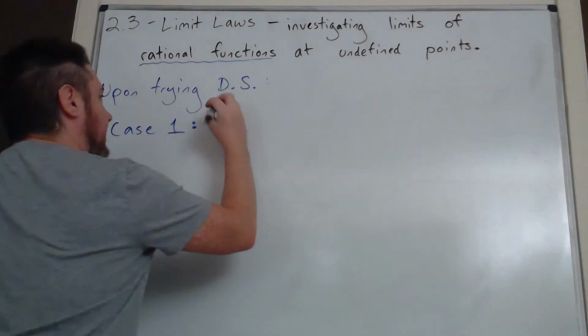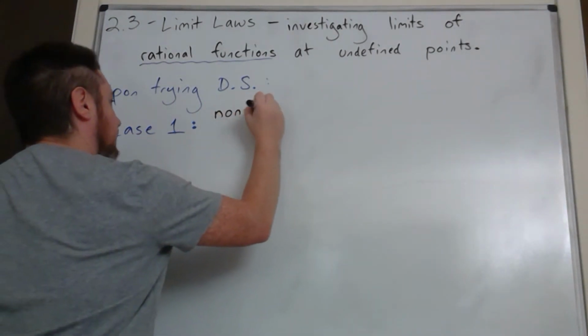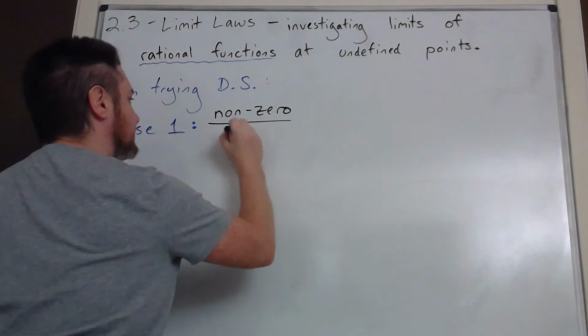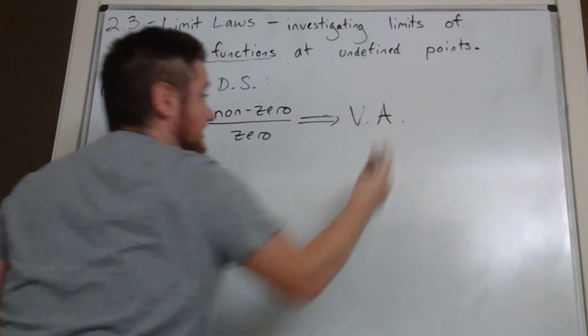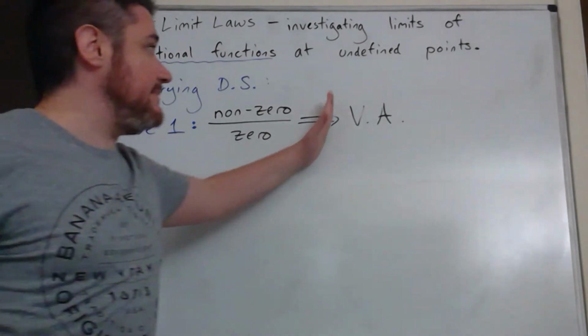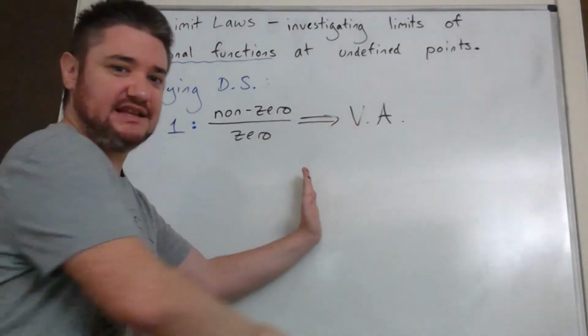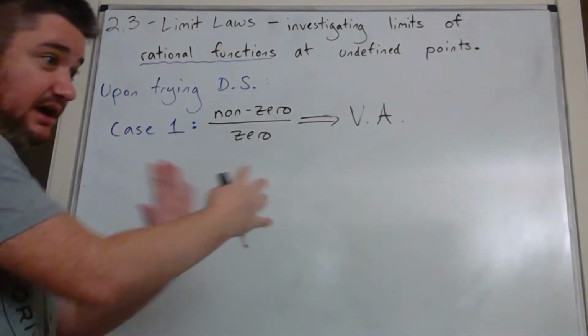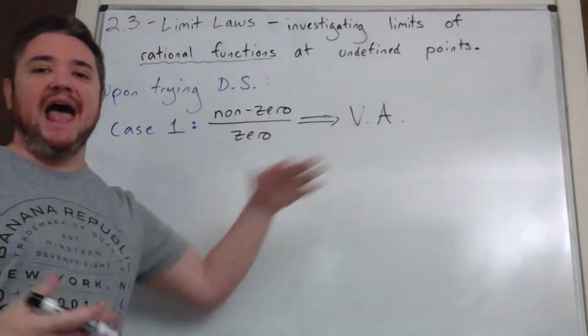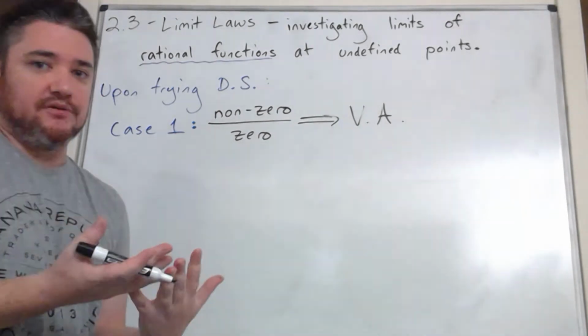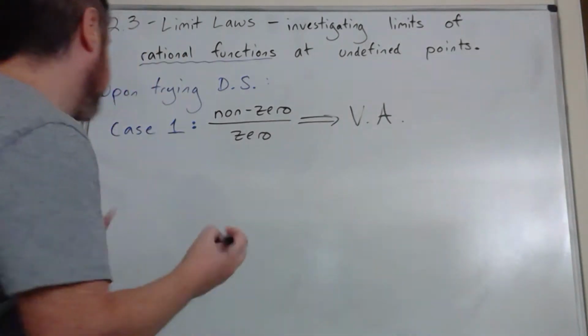Case 1 is non-zero over 0, and that always means vertical asymptote. It means the graph is going to get really, really steep. It's not going to cross that spot. It might appear on the other side, but it's going to be separated right there by that dotted line, going either up or down. And so the limit we have to investigate from both sides, right? But we've got an asymptote.